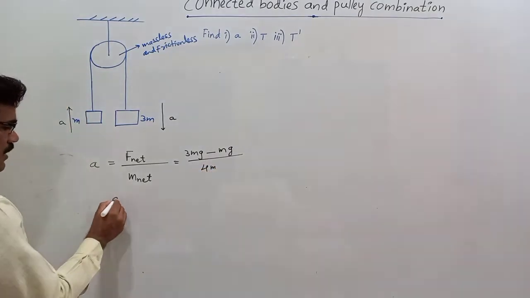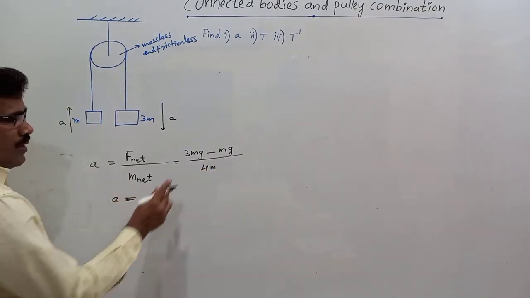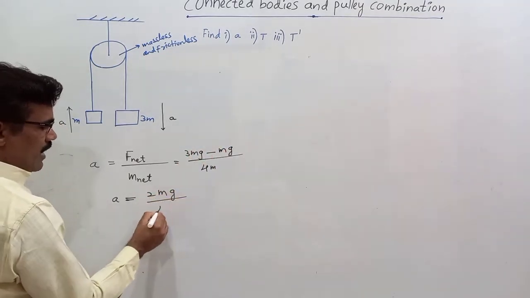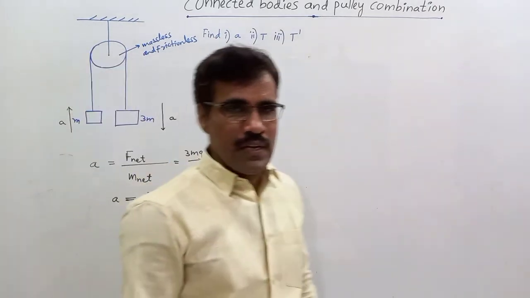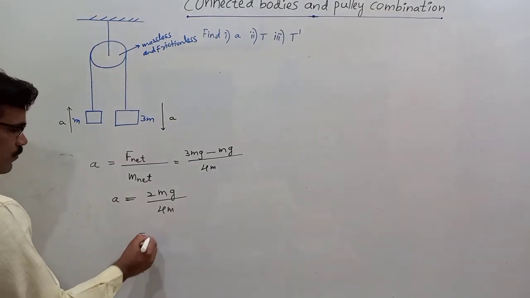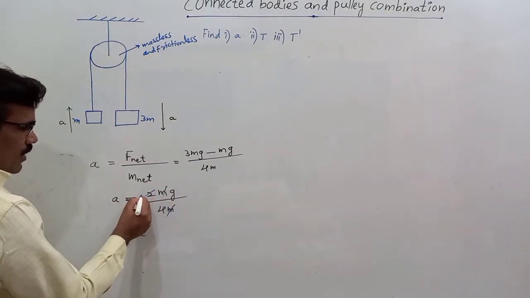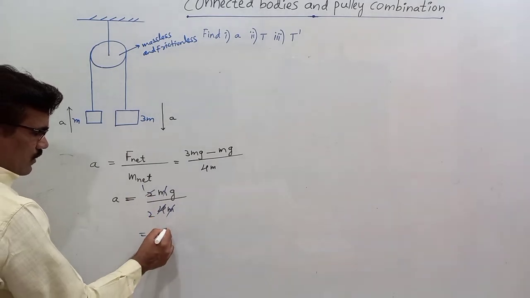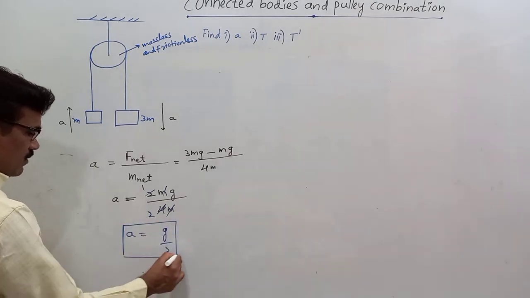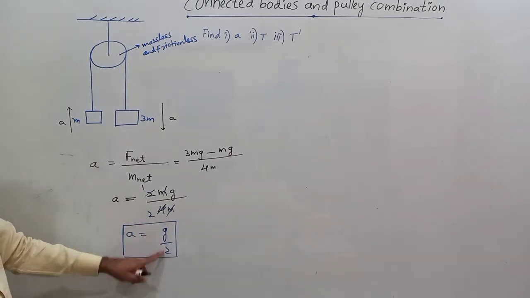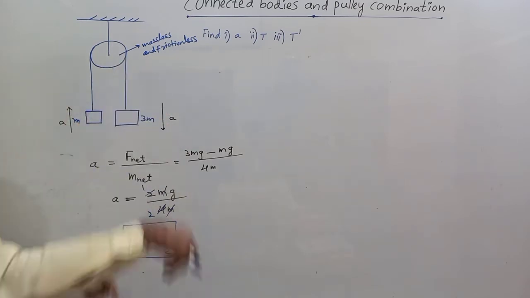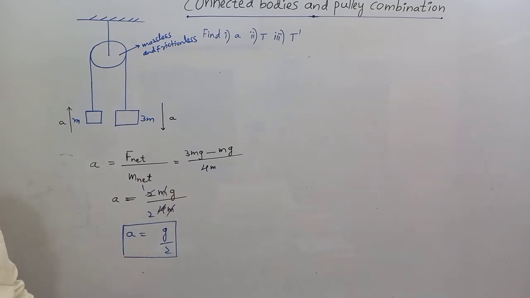So the acceleration of each block is equal to (3mg minus mg), that is 2mg, divided by 4m. 2mg is the net force, 4m is the total mass. Therefore the m's cancel, 2 ones are 2, 2 twos are 4. That's why it is g by 2. g by 2 is the acceleration of each block. Acceleration of this block is g by 2, this block also g by 2, but one is moving upward, the other moves downward. This is the acceleration of each block.